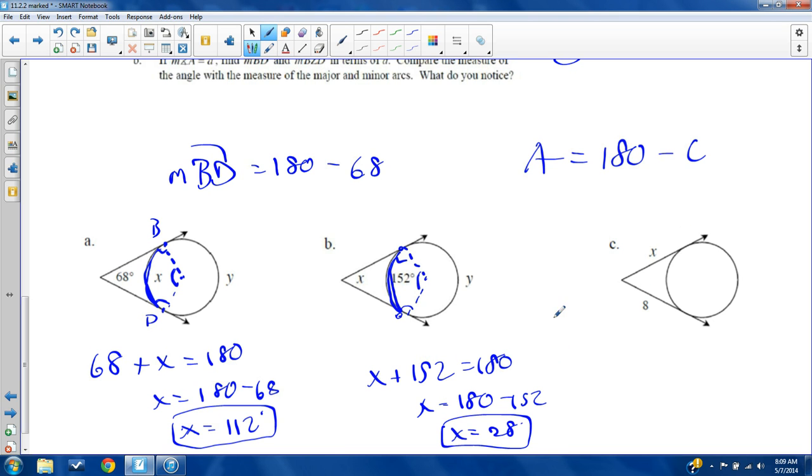And finally here, these are two tangent lines from a point. We just proved before that these two tangent lines, these two segments right here, are congruent. So x equals 8. This and this both must be the same.